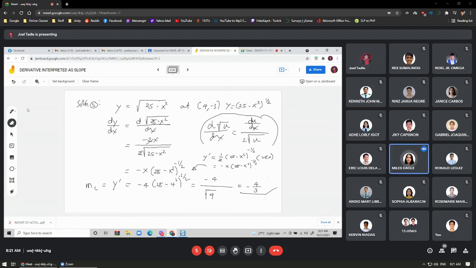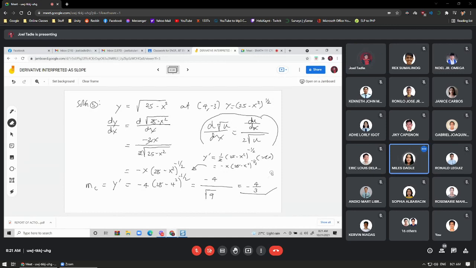So the alternate solution is to convert the radical to an exponent. So y equals 25 minus x squared raised to the power of 1/2. Then y prime equals 1/2 times 25 minus x squared raised to the power of negative 1/2.